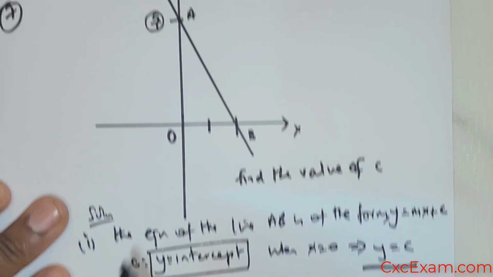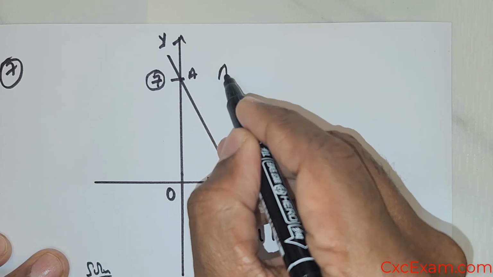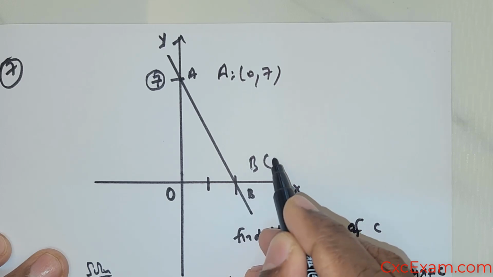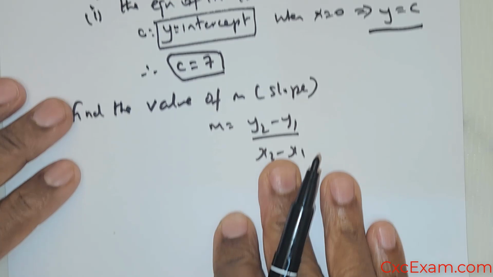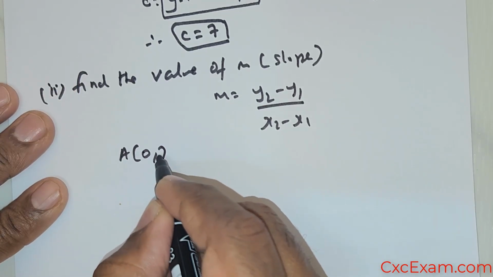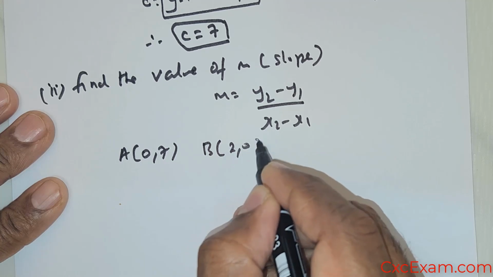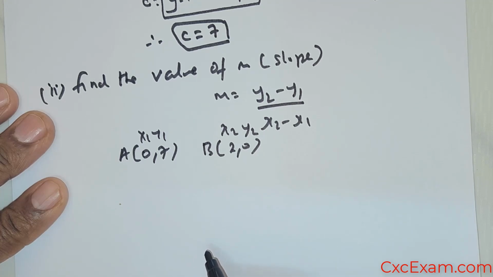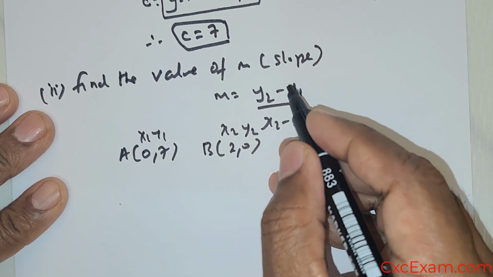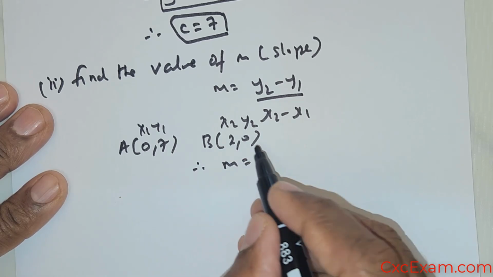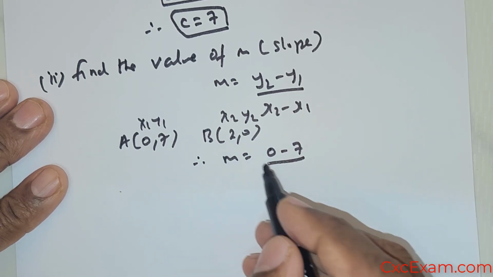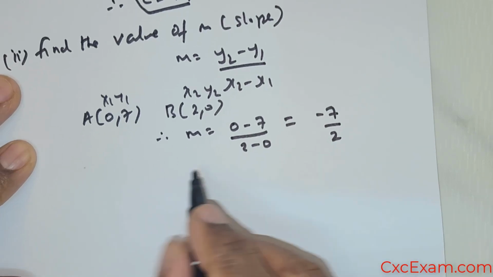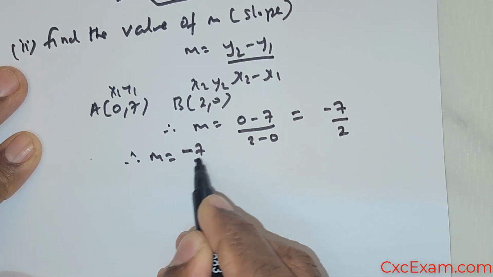After you have got this formula, go and look for the points A and B. Now what is A here? A is 0, 7, and B is 2, 0. So this is x1, y1, x2, y2, right? Now substitute it in the formula. So m is equal to y2 minus y1, 0 minus 7, over 2 minus 0. This is going to give you negative 7 over 2. So therefore m is equal to negative 7 over 2.